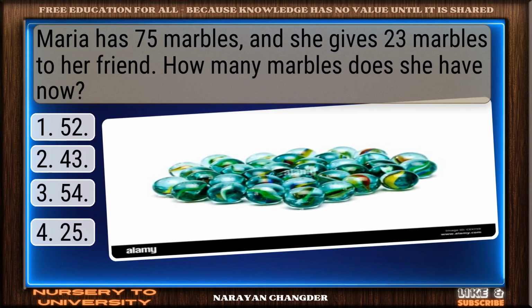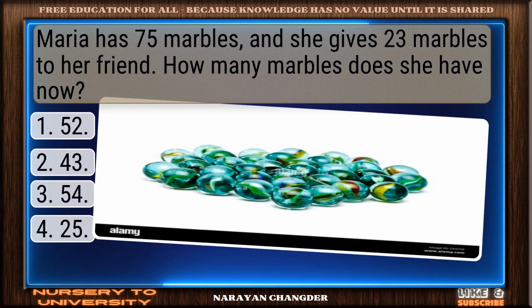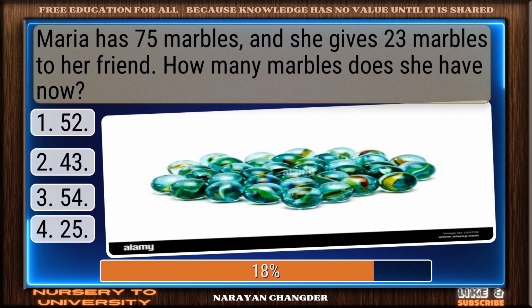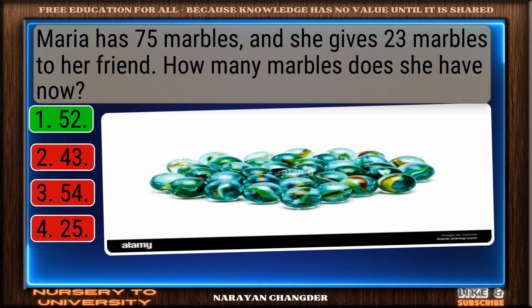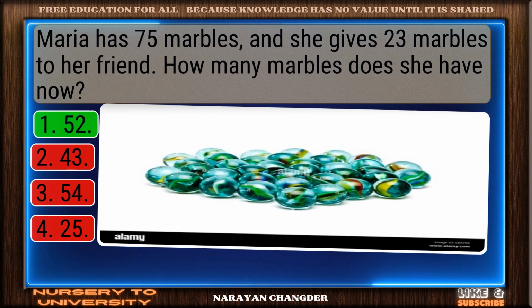Maria has 75 marbles and she gives 23 marbles to her friend. How many marbles does she have now? You're right. 52 is the correct answer.